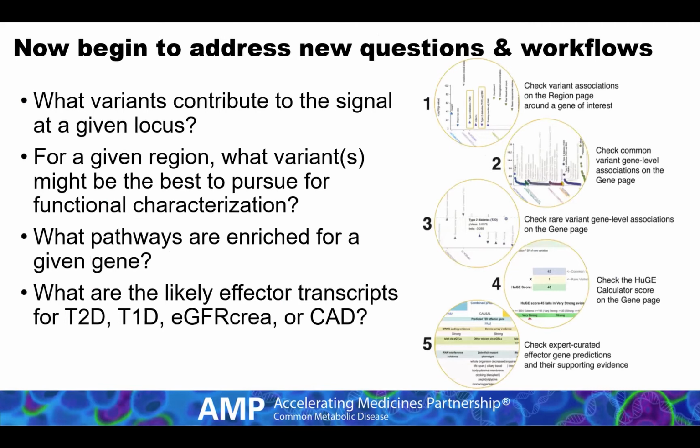So what's nice is now you can begin to address different questions in the form of workflows. Things like what variants contribute to a signal at a given locus. For a given region, what variant or variants might I study or put forth for functional characterization? MacKenzie's going to walk you through how you might do that. What pathways are enriched for my favorite gene or phenotype? And what are the likely effector transcripts for a host of cardiometabolic phenotypes, type 1 diabetes, type 2 diabetes, and so on and so forth. So that's what we're going to try and address today as you walk through the demonstration.